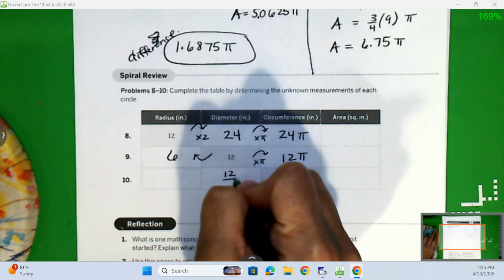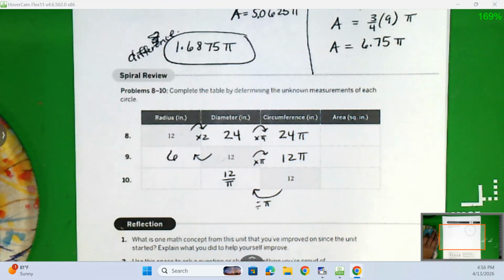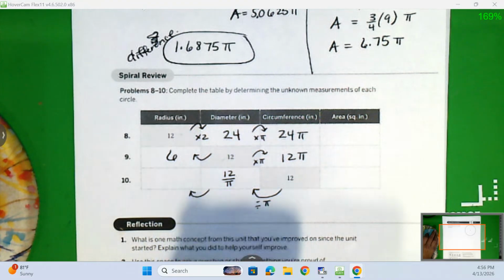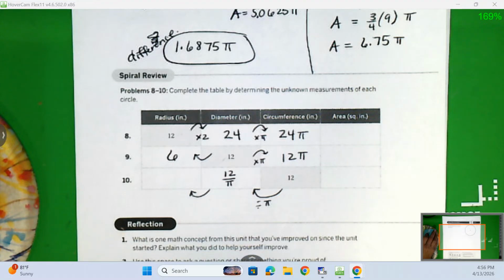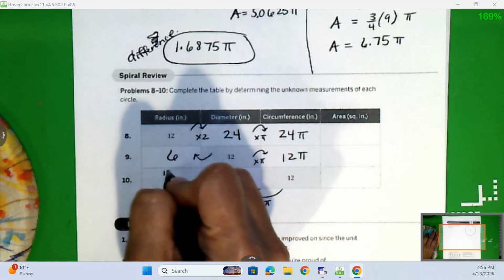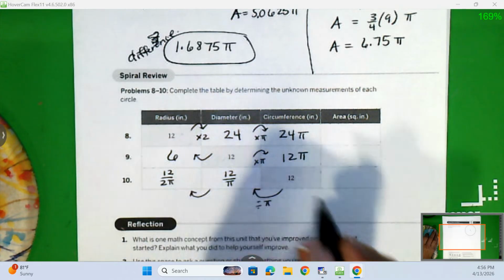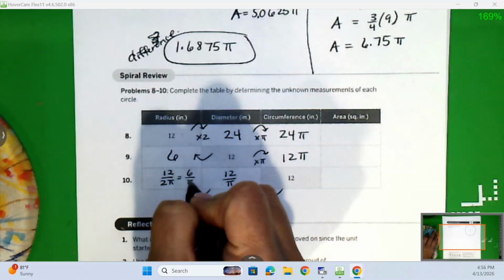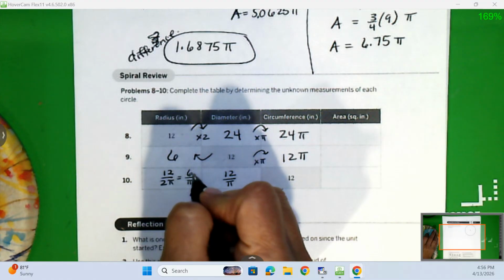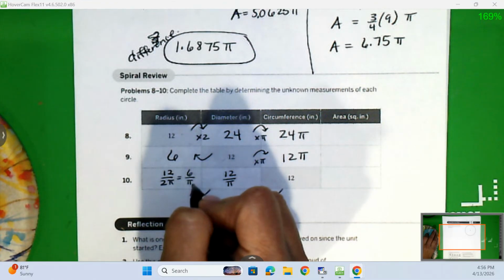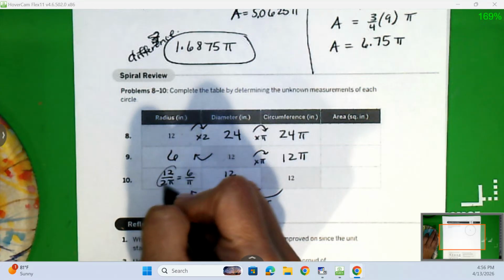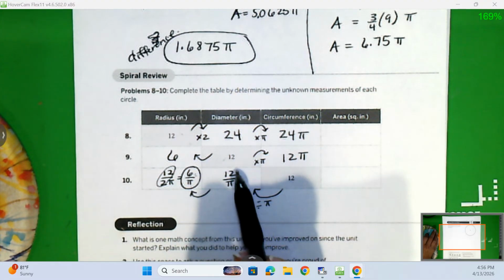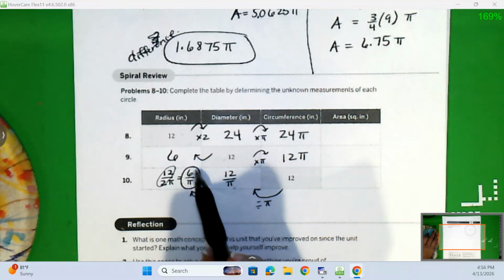So this is 12 divided by pi. And then the radius would be half of that. So instead of 12 divided by pi, we're going to have 12 divided by 2 pi, which is then just 6 pi. 12 divided by 2 is 6, and it's still going to be divided by pi. So we just reduced this part of our answer with the 6 pi. Or, half of 12 divided by pi is 6 divided by pi.